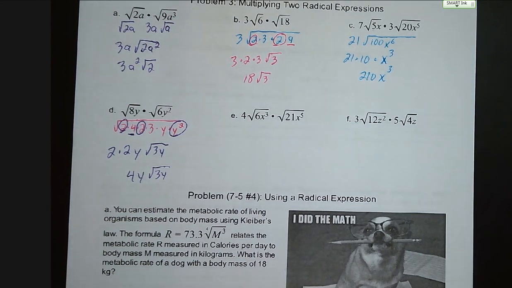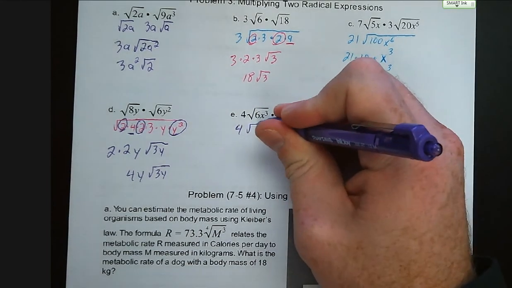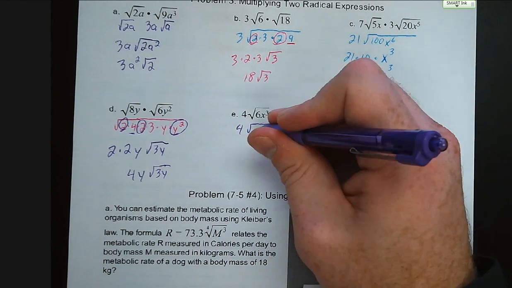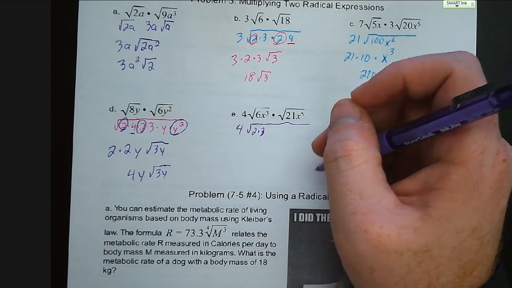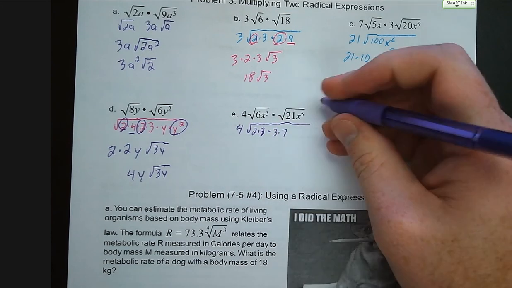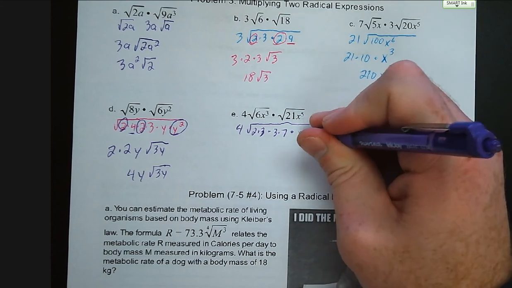Letter E, 4 times the square root of 6x cubed times the square root of 21x to the 5th. Going with prime factors again, I have a 4 on the outside, and then we put everything under one radical. So 6 is 2 times 3, and 21 is 3 times 7, and x to the 5th times x to the 3rd is x to the 8th.